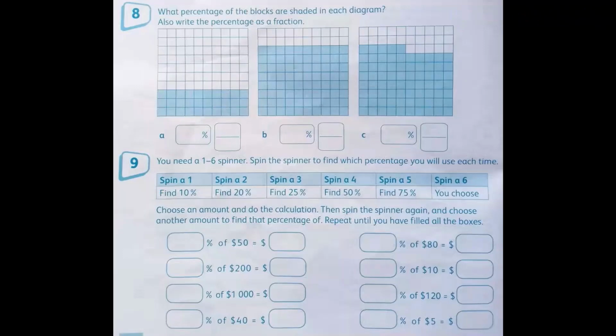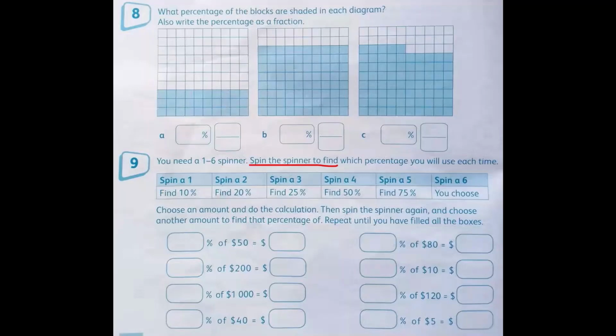If we look up here at number 8, the directions say, what percentage of the blocks are shaded in each diagram? Also write the percentage as a fraction. So for problem 8A, B, and C, they want you to write the percentage and then write it as a fraction. For problem number 9, it says that you need a spinner.